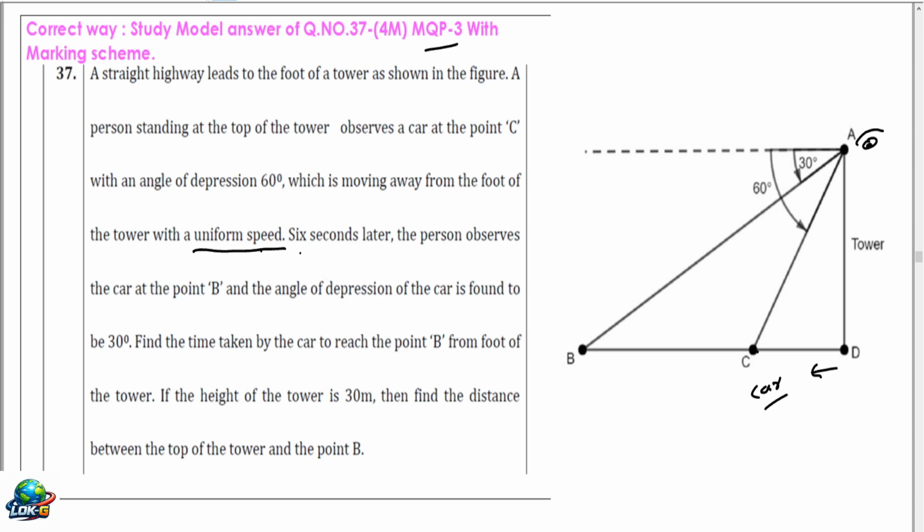Speed will not change. After 6 seconds, the angle of depression of the car is found to be 30 degree. Means as it goes away, the angle of depression decreases. Then after 6 seconds it will reach point B. Find the time taken by the car to reach the point B from the foot of the tower. Then find the distance between the top of the tower and the point B. AB you have to find out.